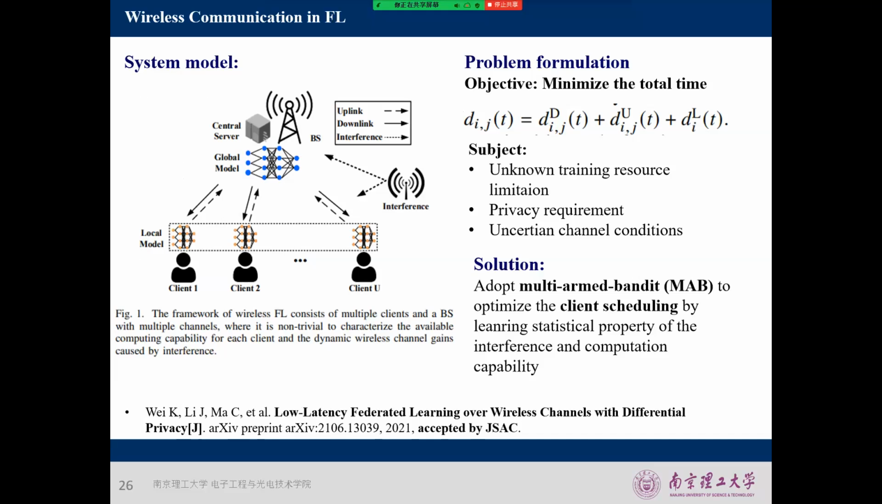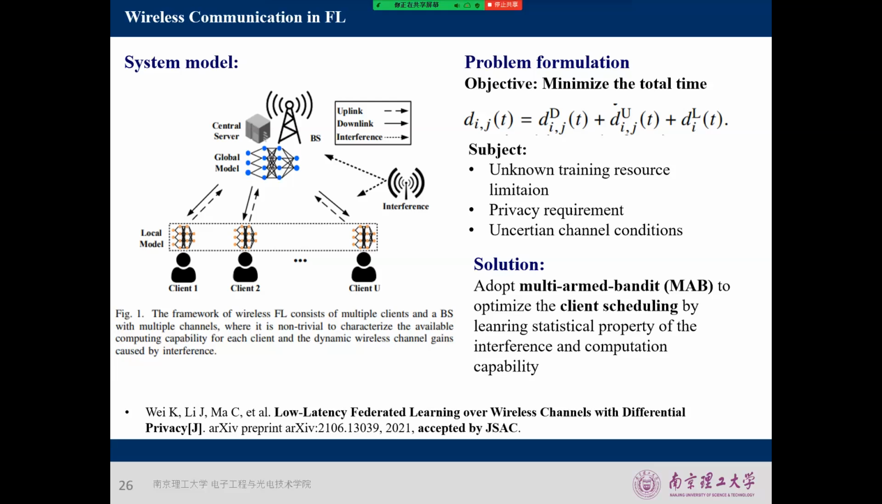So in the last part we do some wireless resource allocation and user client scaling problems in wireless communication in FL. The goal is to minimize the total delay. For example, the download delay and the uplink delay. So this correlates to the wireless communication part, and the training delay is the training part.